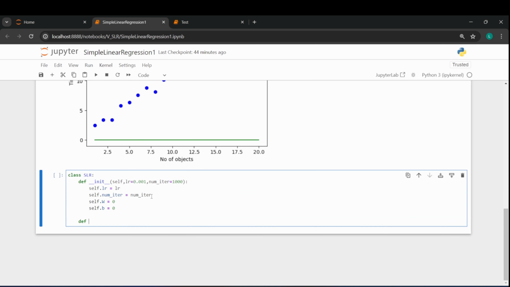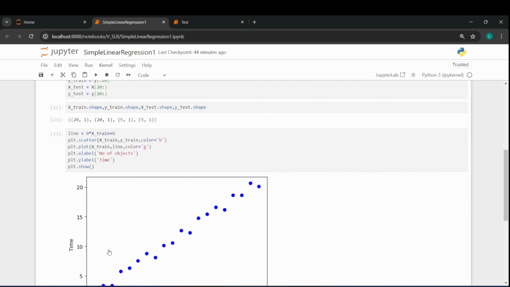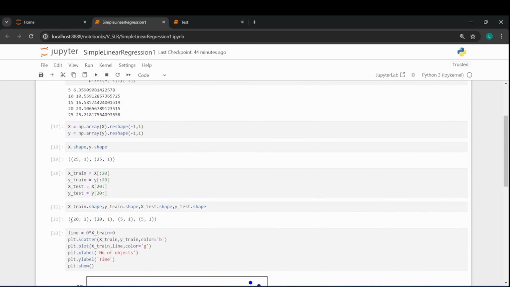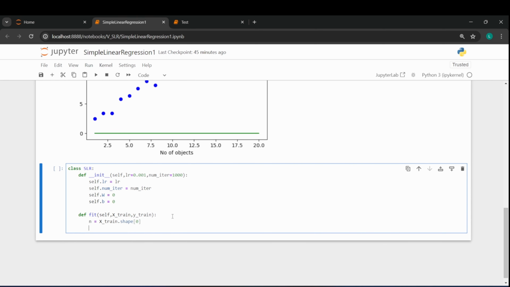Now let's go for the fit function. To fit the training data we need x train and y train, so x train and y train, and first we need to find how many data points there are in the training set. To do that we can just say n equal to x_train.shape[0]. Now x_train.shape will give a tuple of (20, 1), and to access the first element in it we need to say x_train.shape[0]. So we will know how many elements are in the training data.